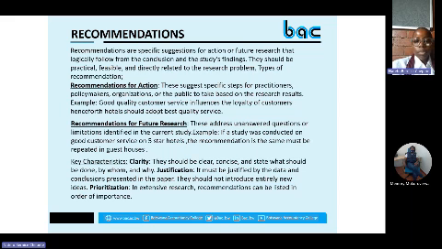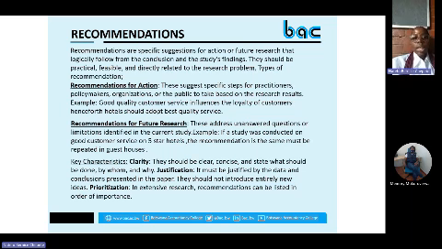For example, good quality customer service influences the loyalty of customers. Hence, hotels should adopt the best quality service. Recommendation number 2 is for future research. This addresses unanswered questions or limitations identified in the current study. For example, if a study was conducted on good customer service in a 5-star hotel, the recommendation is that the same must be done or repeated in a guest house.